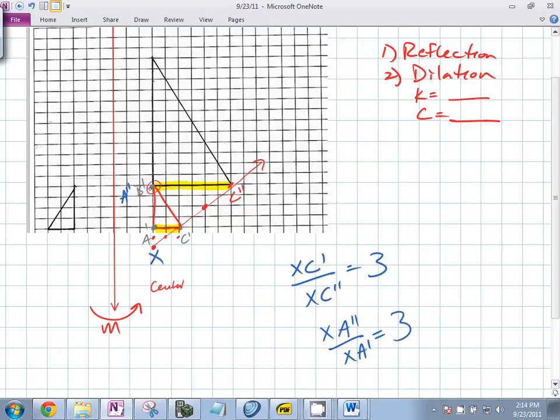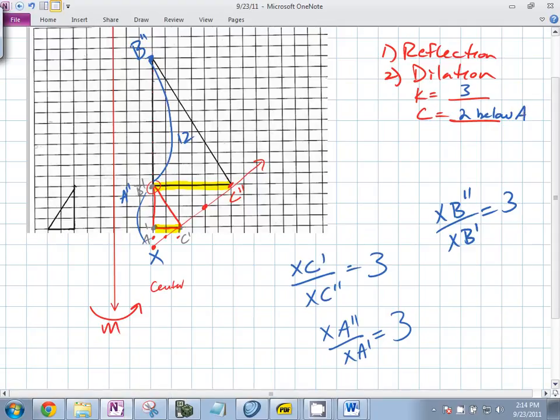Yeah, it's pretty cool. What about A to B prime? That's 6, and we already said that this distance is 12. This right here is B double prime. X to B double prime over X to B prime is 3. So does this work? Yeah. If K is 3 and the center is 2 below A, and it was the reflection across line M, does that work perfectly? The other one, down 4, worked for one of the points but was a little off for the other ones. It didn't go high enough for B prime, and it was off course. Remember, it was off like this? So you really have to test it.